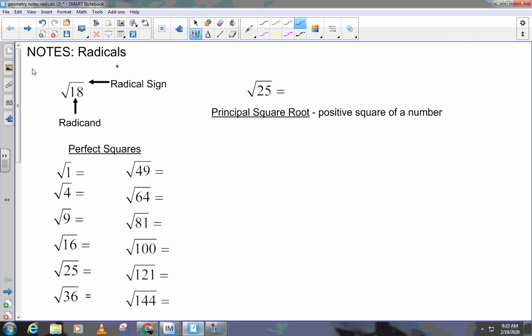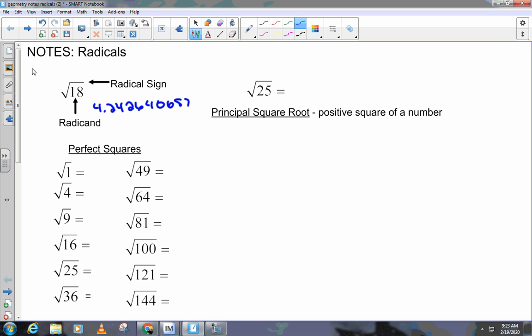Now, we're going to start talking about how to simplify radicals. This little symbol right here is a radical sign. The number that's underneath it is called a radicand. And if you plug radical 18 into your calculator, you get some big long number, 4.24640687. But you know what? This number really actually continues on. The calculator has rounded this number at this point.